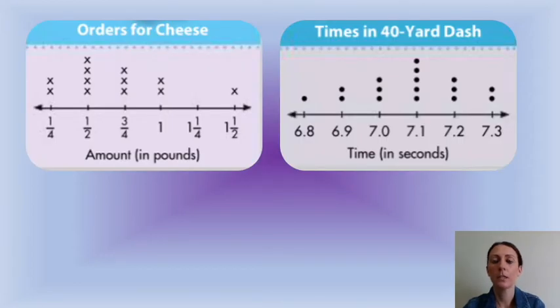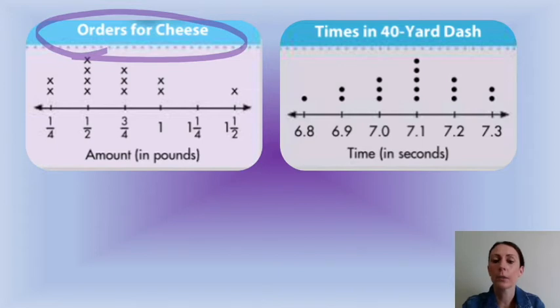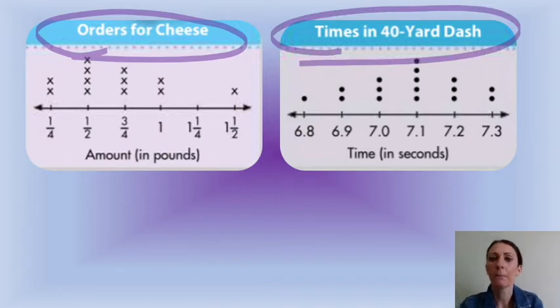On the screen, you're going to see two examples of line plots. These line plots and all line plots have several things in common when we're interpreting the data. The first thing that every line plot should have is a title. You can see in this line plot, the title is orders for cheese. That means that all the data that's in this line plot has to do with the number of orders for cheese. And in this line plot, it's times in the 40-yard dash. That means that all the data in this line plot represents times in a 40-yard dash.